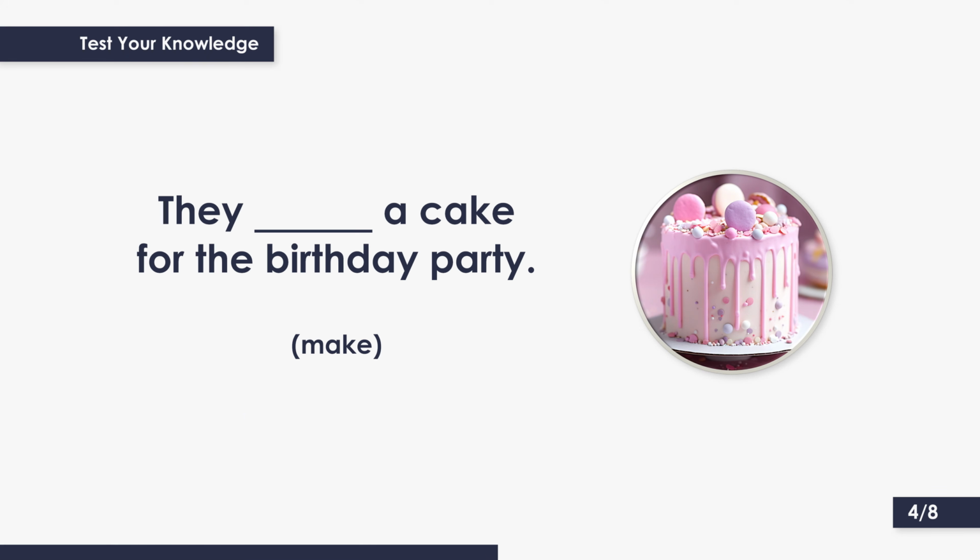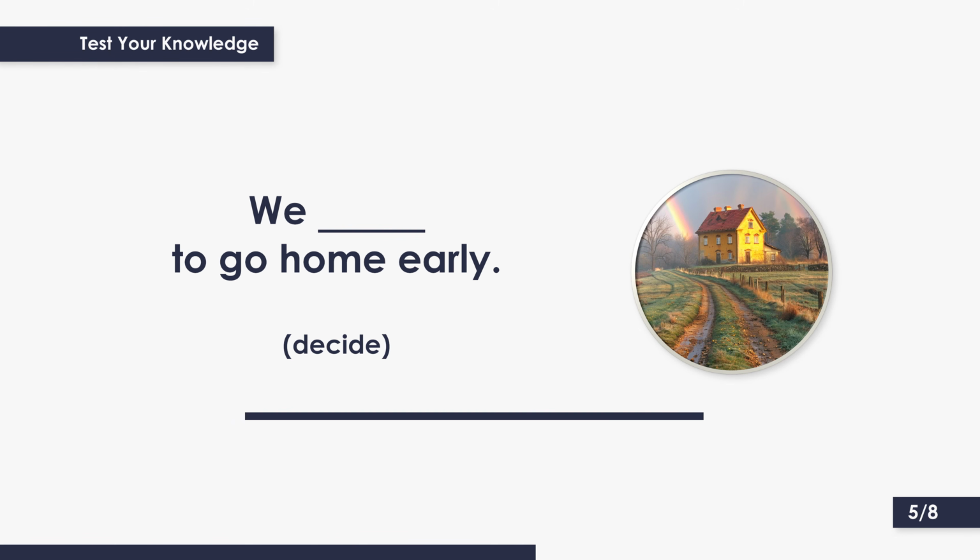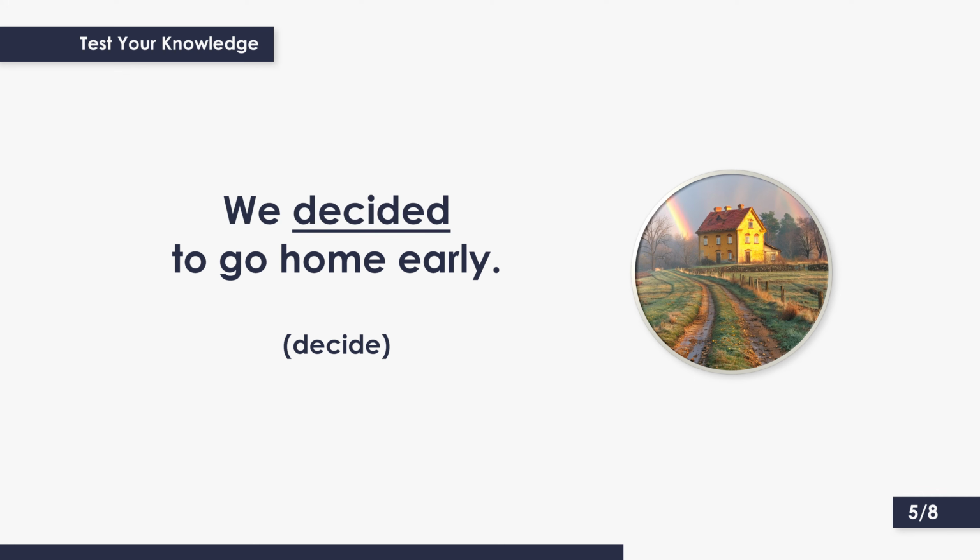Past simple of make is irregular. It's made. They made a cake for the birthday party. The past of decide is decided. We already have an E, so we'll just add D. We decided to go home early.